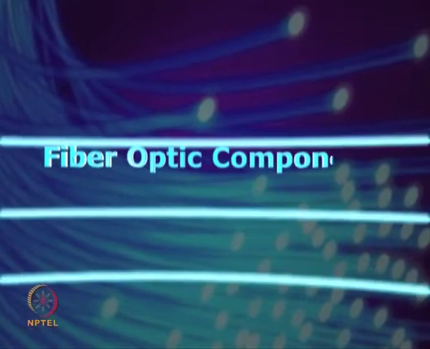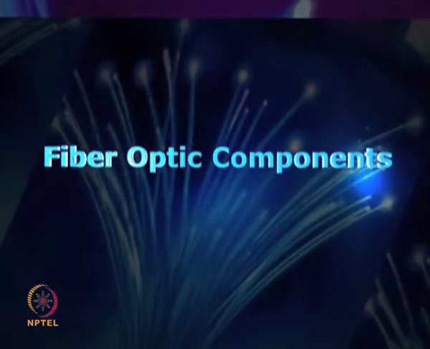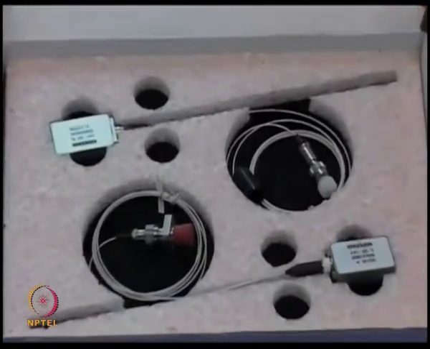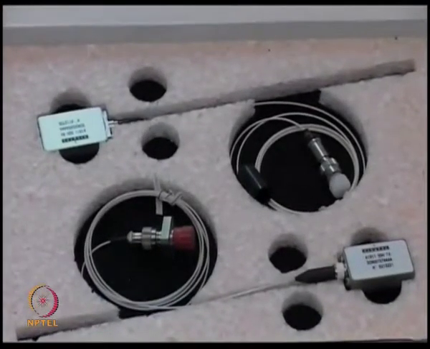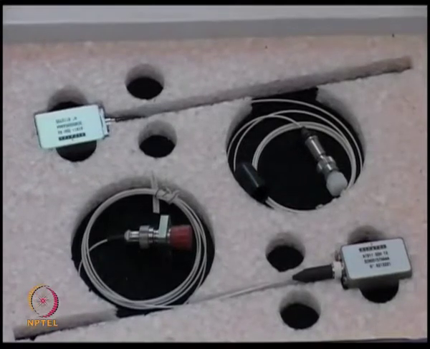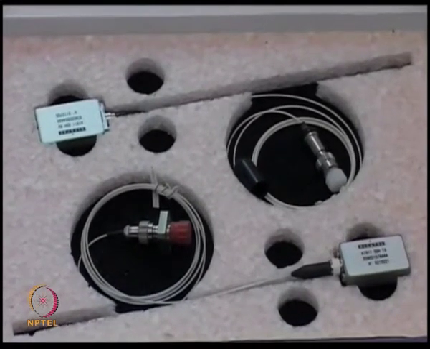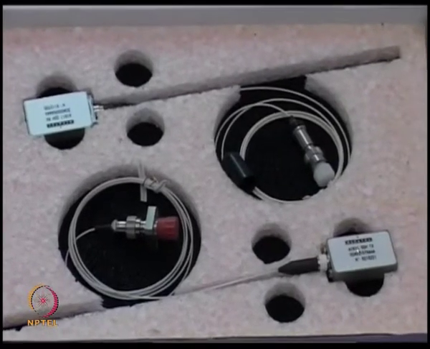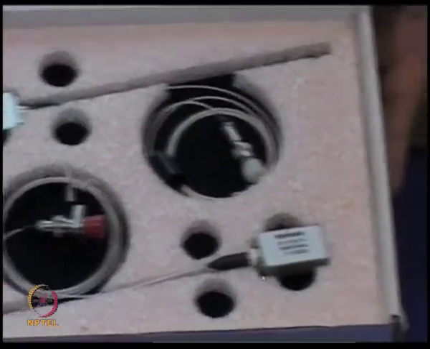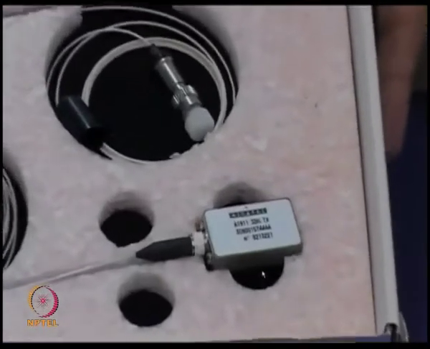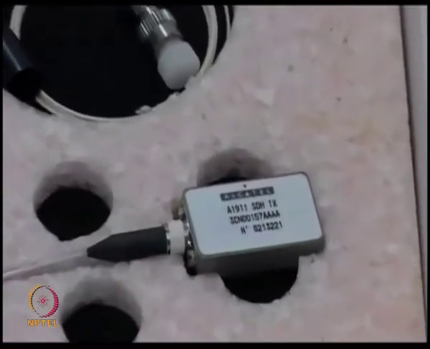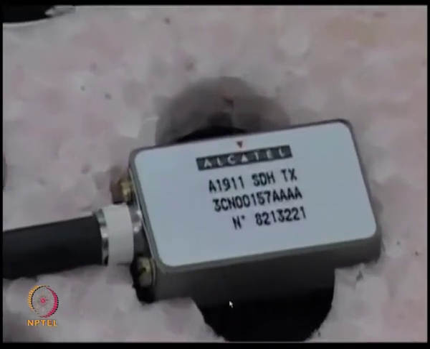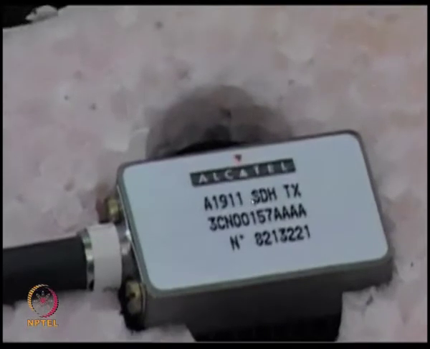Let us now look at some components which are used in optical communication system. This is the optical transmitter and receiver set by Alcatel. So, this is the integrated chip which has a pigtail fiber and is connectorized on the other side. So, this is chip which is meant for SDS transmission.